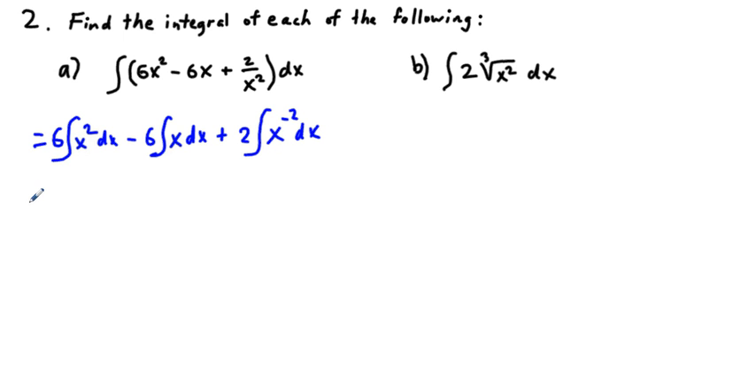And so going ahead and working this out, we're going to have 6 x to the 3rd power, we're going to divide by 3, minus 6 x squared divided by 2, and plus 2, we take negative 2 plus 1, x to the negative 1 power, we're going to divide by negative 1.